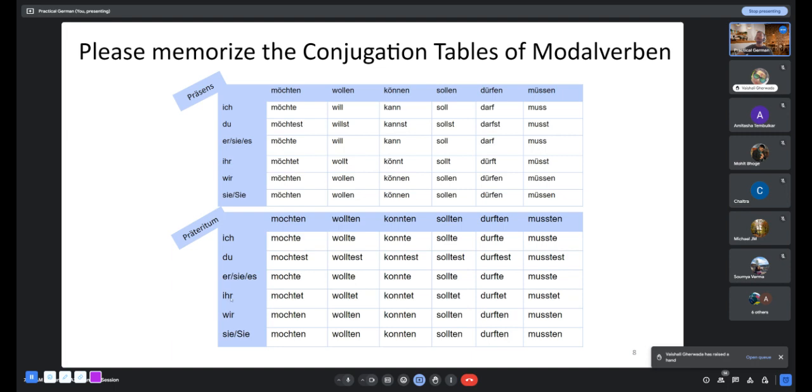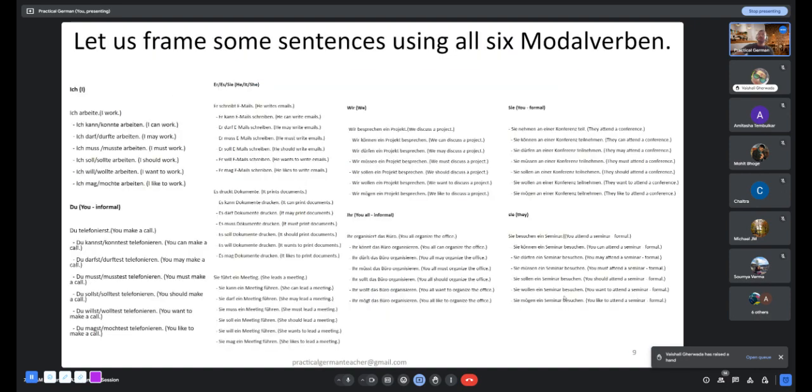What about ihr? Also simple, just add the sound of t. Mochtet, wolltet, konntet, solltet, durftet, musstet. Right? So simple. Any questions? Okay, no questions.